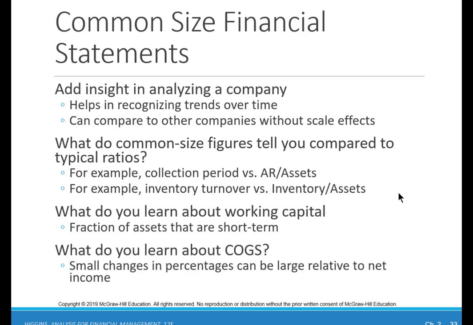What is the average cost of goods sold of the company? It'd be nice to know that, right? The common size figures can give us examples. Let's look at the collection period. What does that look like over time? What do we know about the working capital of the company? You can answer a question about the cost of goods sold. So let's take a look at these.